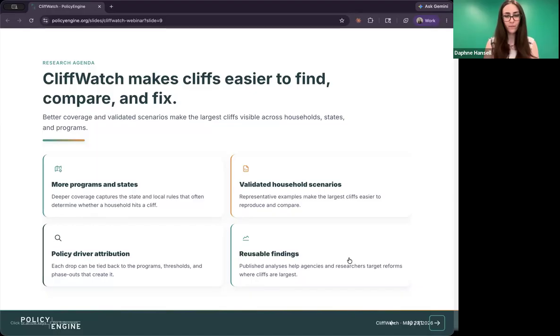And also, we're interested in going back in time so we can see how cliffs have evolved through policy reforms. How have they moved, maybe potentially from the very low income to the low to middle income? Are they more or less prevalent? And are they having a bigger net effect or smaller net effect? These kinds of questions have been looked at in some specific policies, but not really holistically in the way that we believe our model can support.